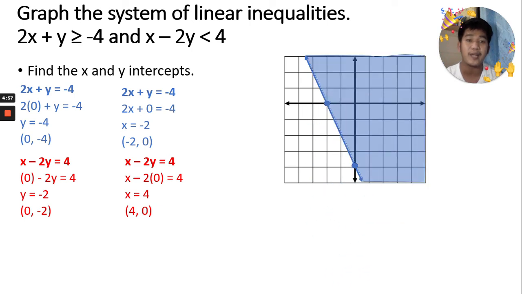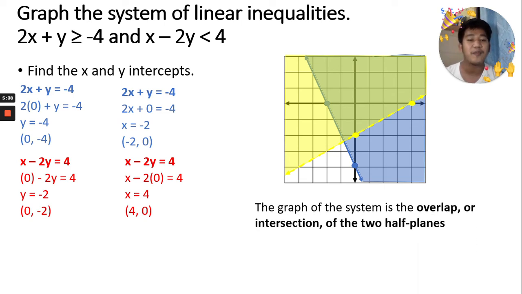So let's shade the upper part. And then for the next inequality, 0, negative 2. Okay, and then 4, 0. That's it. Then we're going to use a broken line since we use the less than symbol. Okay, and after this test point again, if I use 0, 0, it will give me 0 is less than 4, which is correct. So therefore, I'm going to shade the upper part. Okay, so with this, the overlapping region of the two inequalities will be our solution set.